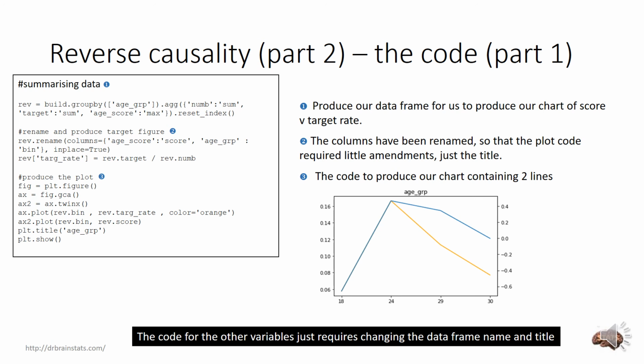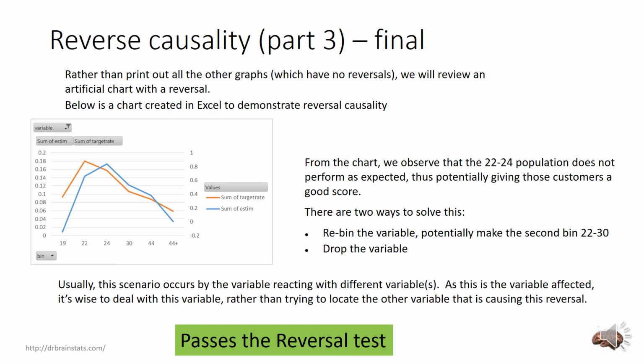As you can see from the chart, the estimates and the target rate behave the same. The code for the other variables is just the same, requiring only a change of the data frame name and title. So rather than print out all the graphs which have no reversals, we'll review an artificial chart with a reversal. Below is a chart created in Excel to demonstrate the reversal.